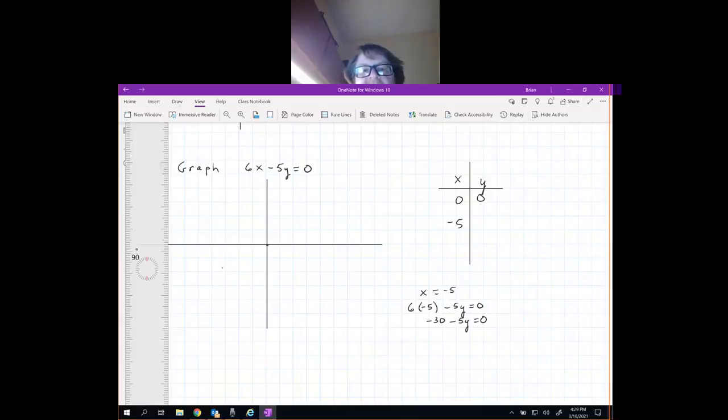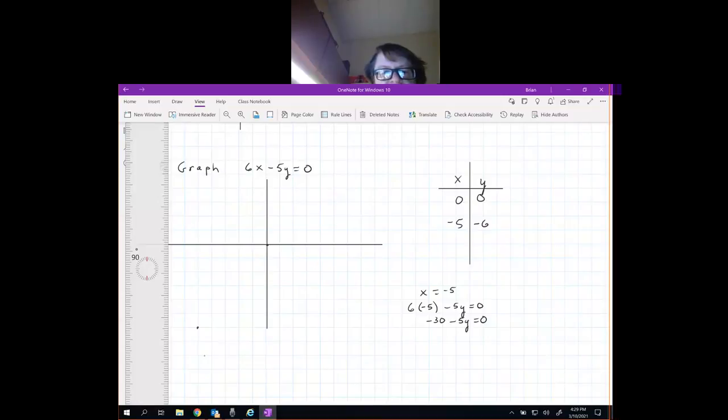Let me put that on there then. So I'll go to the left 5, 1, 2, 3, 4, 5, and then down 6, 1, 2, 3, 4, 5, 6. Got my dot. Any other numbers you suggest?